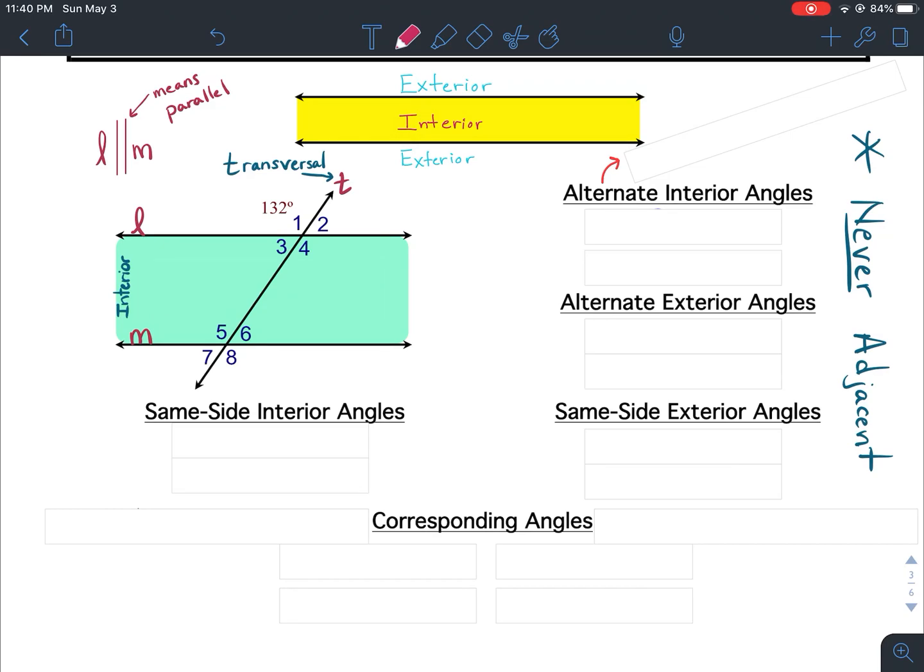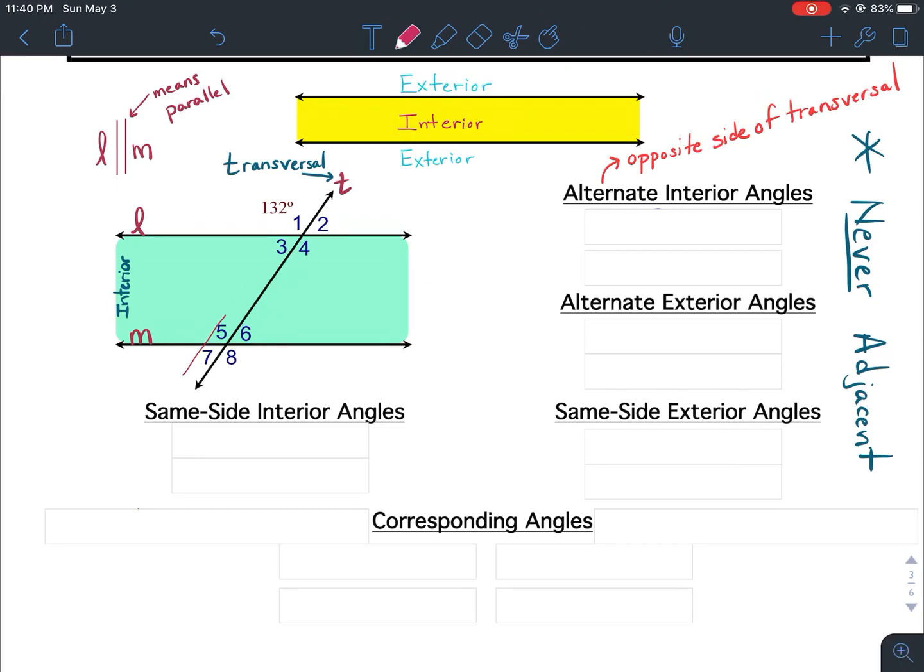Okay, now the first 4 types we're going to learn about, they are self-explanatory. Okay, when I say alternate interior angles, think about that. Alternate means opposite sides of the transversal. So when you think about alternate, one will be on one side of the transversal, the other will be on the other side of the transversal. So let's talk about that first.